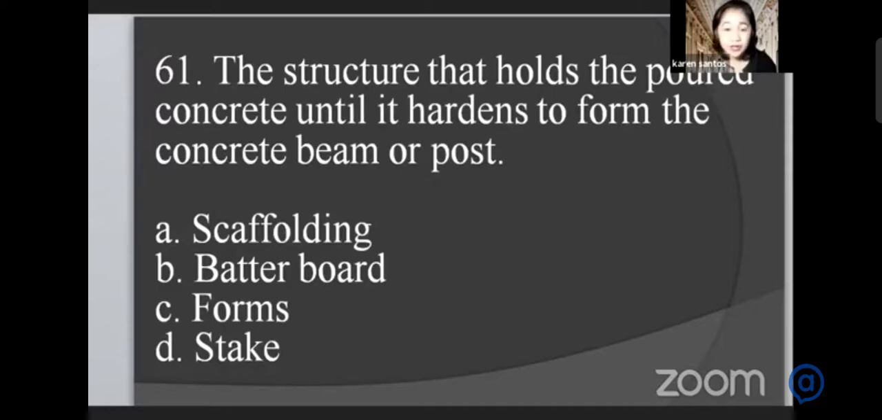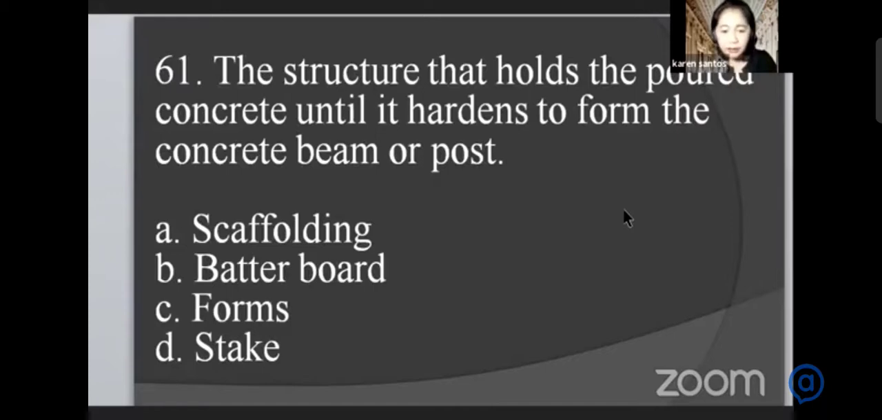Okay, the structure that holds the poured concrete until it hardens to form a concrete beam or post. A. Scaffolding. B. Butterboard. C. Forms. D. Stake. Okay, so the correct answer is letter C. Forms, or what we call framework, is a temporary or permanent mold into which concrete or similar materials are poured. Generally, we remove it once the concrete has gained sufficient strength.